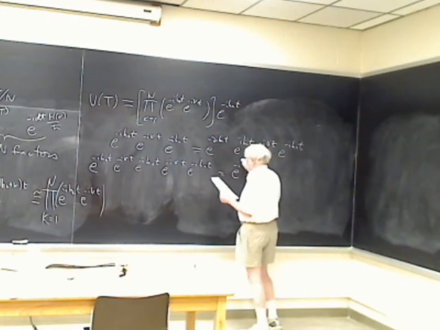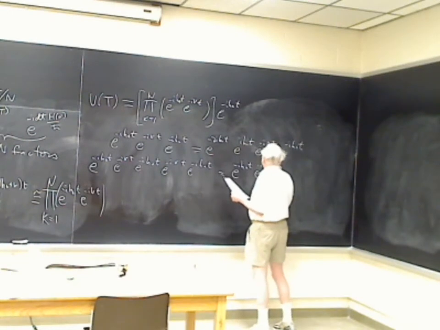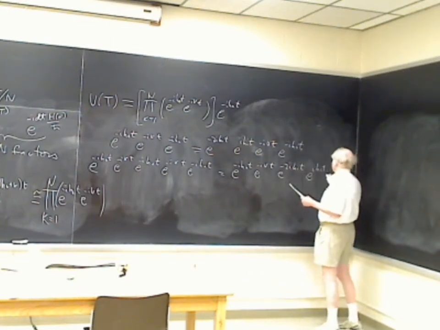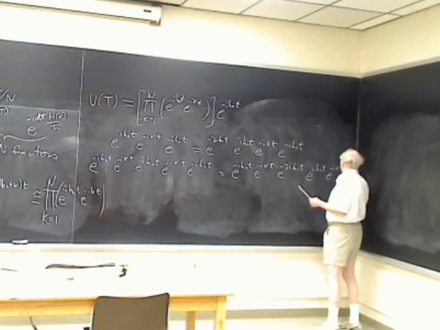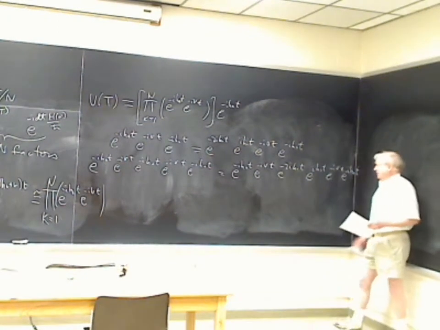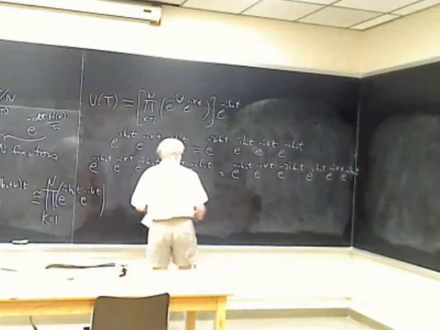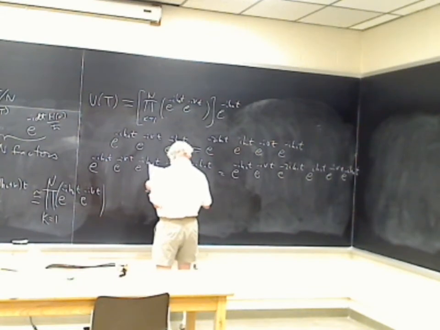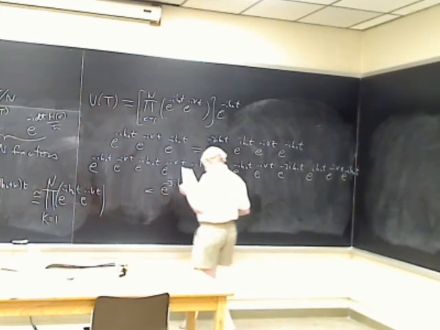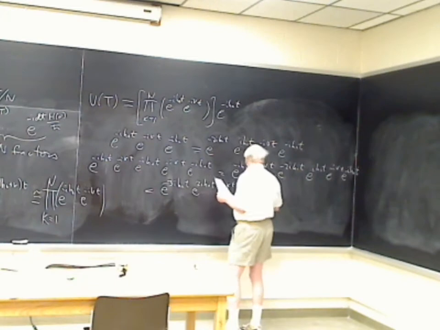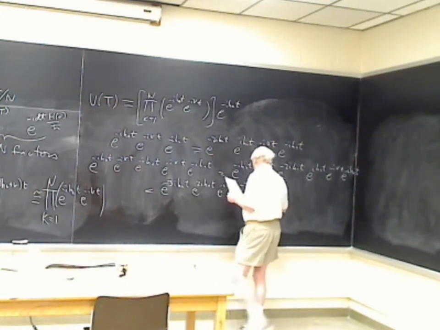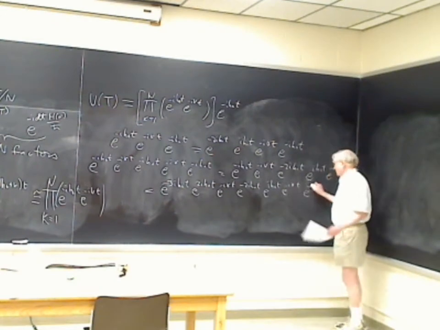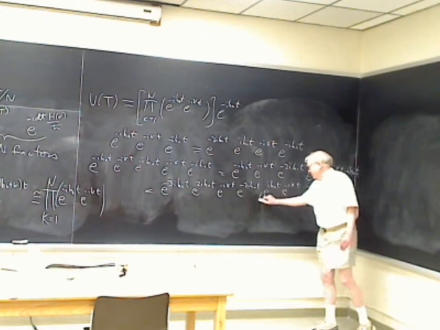It will be e to the minus i H0 t, e to the minus i V t, e to the minus 2i H0 t, e to the i H0 t, e to the minus i V t, e to the minus i H0 t. It'll look like that. Now we have one more little trick here. Namely, we write this as e to the minus 3i H0 t, e to the 2i H0 t, e to the minus i V t, e to the minus 2i H0 t, e to the i H0 t, e to the minus i V t, e to the minus i H0 t. So you see there's a pattern that develops here.